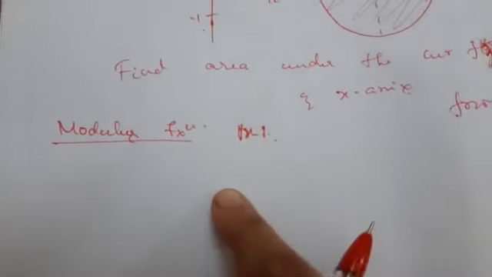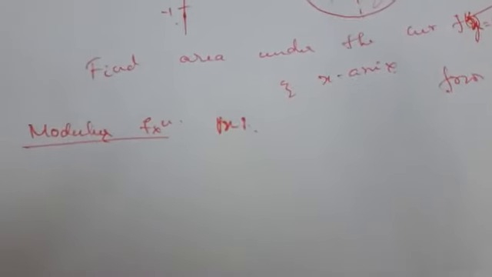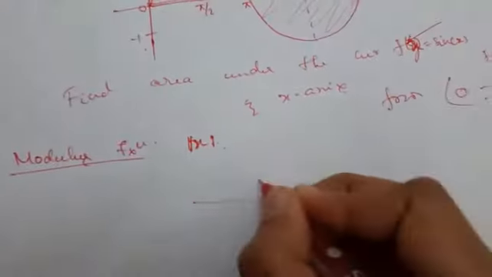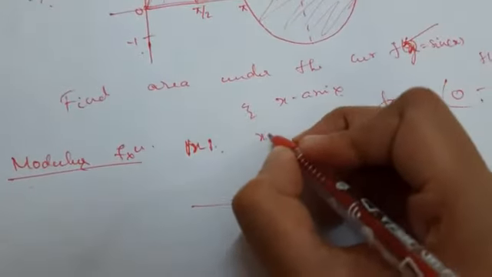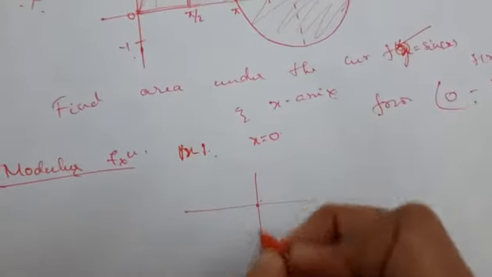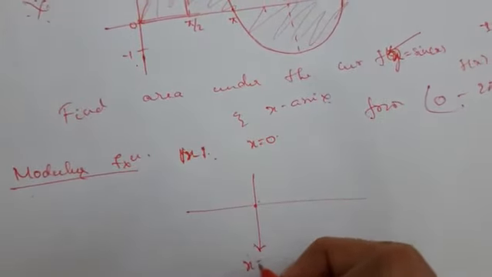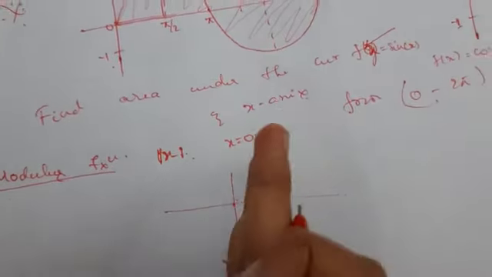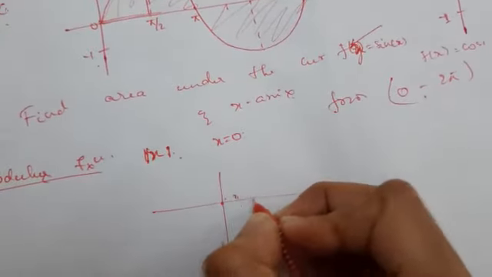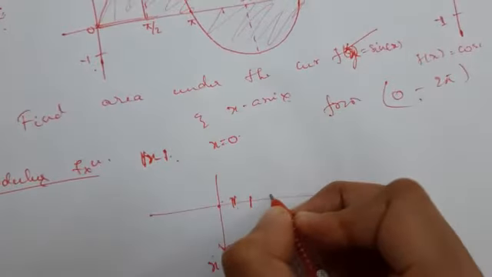Then next is the modulus function. So the modulus function, how will it be? It is mod x. So how are we going to deal with it? As we all know, if I take x is equal to 0, where does it come? It is this point, if I consider this as a number line. This point is nothing but x is equal to 0. If I consider the points which are x greater than 0, all these points are x greater than 0.